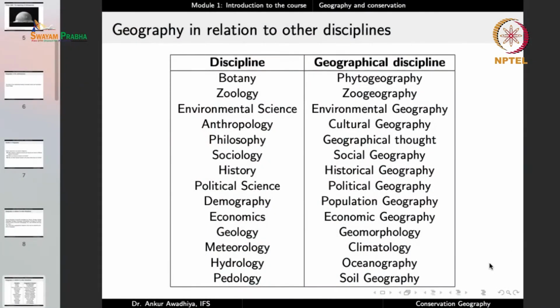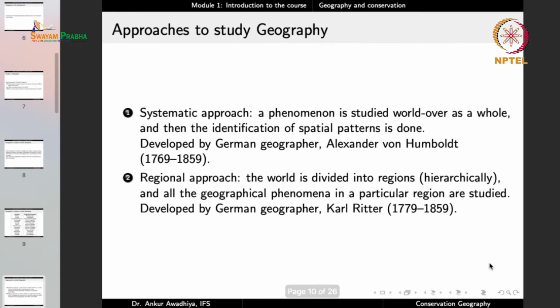So we have a large number of geographical disciplines that are related to several other disciplines of study. Now there are two approaches to study geography. We have the systematic approach and we have the regional approach. Both have their origins in German geographers.